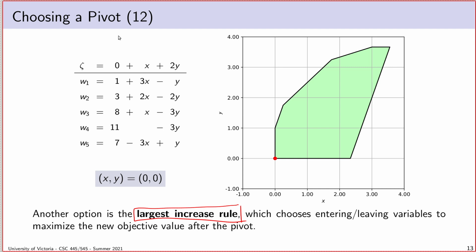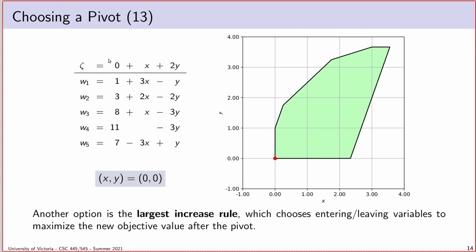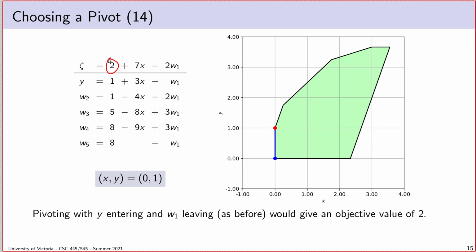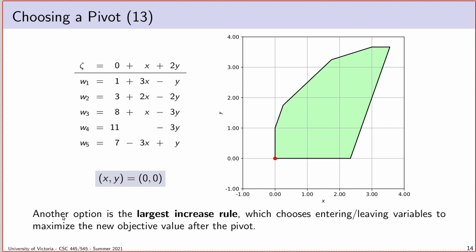So the idea is if I try to increase y, then I end up increasing the objective value by 2. We know that because we tried that pivot before. If I use y as my entering variable, I get an increase of 2. If, on the other hand, I were to use x as my entering variable, then I get an increase of 7 over 3, which, although we should like fractions by now, is over 2. It's greater than 2. So there are some ways the largest increase rule can take some shortcuts here, but what it could do is just try every possible pivot that's available from this dictionary and just keep the one that results in the largest increase.